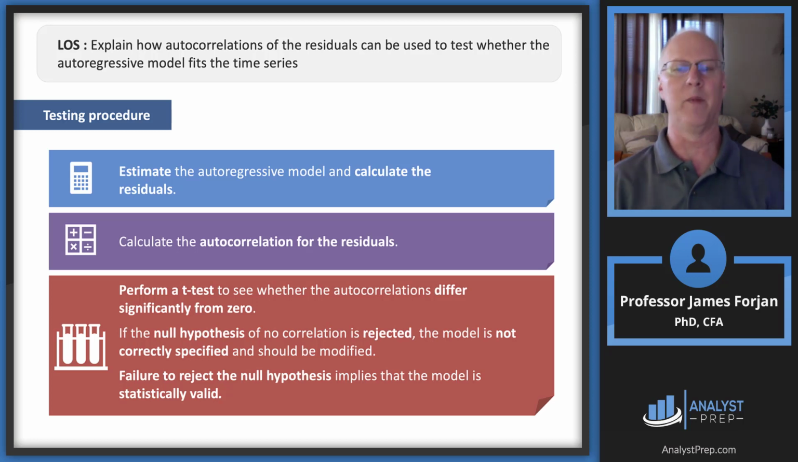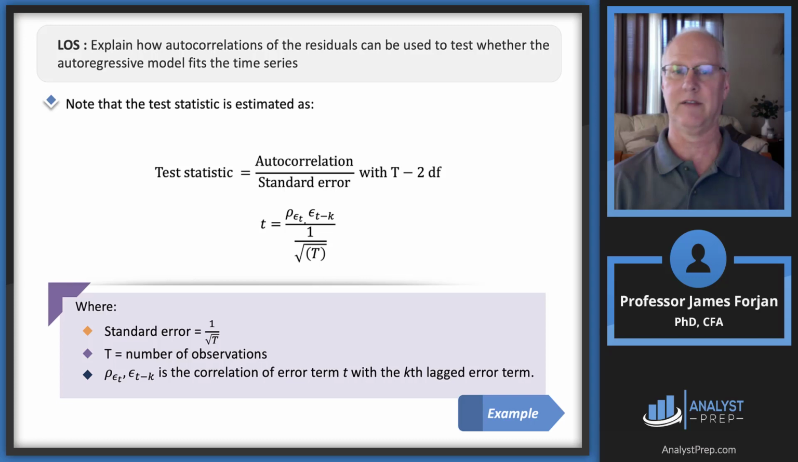That's what I was warning you about just a second ago. If the null hypothesis of no correlation is rejected, then the model is not correctly specified and should be modified. Failure to reject implies the model is statistically valid.